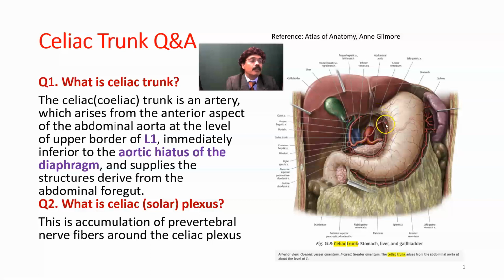We have the left gastric artery. It has some cardiac branches and it provides multiple branches around the lesser curvature of the stomach. So that is our celiac trunk location on the anterior aspect of the abdominal aorta at the level of the upper border of lumbar 1, and it has three branches. One is the left gastric artery, another is the splenic artery, another is the common hepatic artery. The smallest one is the left gastric artery, the largest one is the splenic artery.